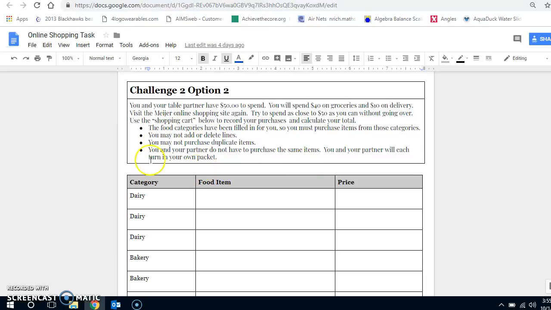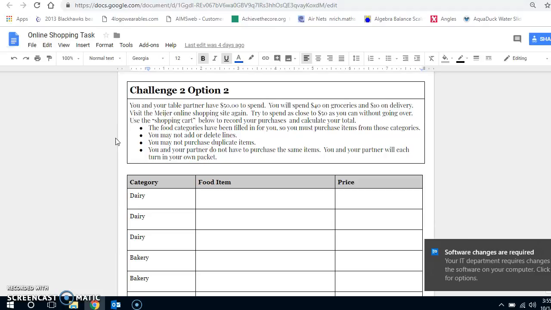Challenge 2, Option 2. You and your table partner have $50 to spend. You will spend $40 on groceries and $10 on delivery. Visit the Meijer online shopping site again. Try to spend as close to $50 as you can without going over. Use the shopping cart below to record your purchases and calculate your total. The food categories have been filled in for you, so you must purchase items from those categories. You may not add or delete lines. You may not purchase duplicate items. You and your partner do not have to purchase the same items.